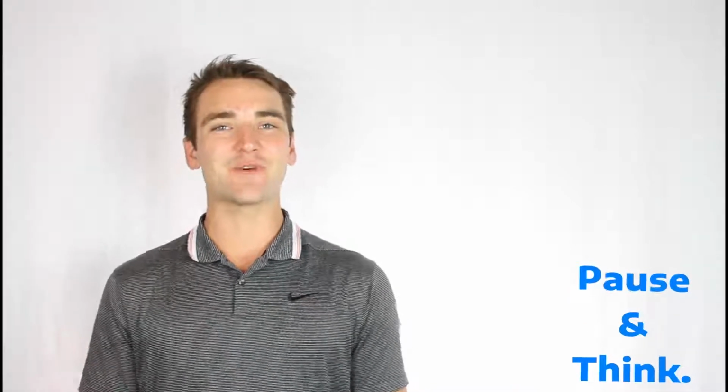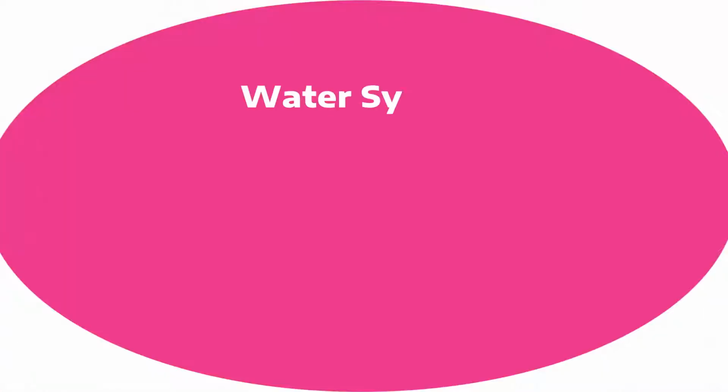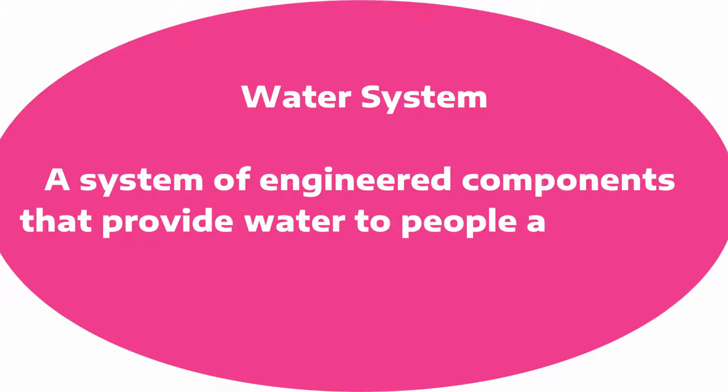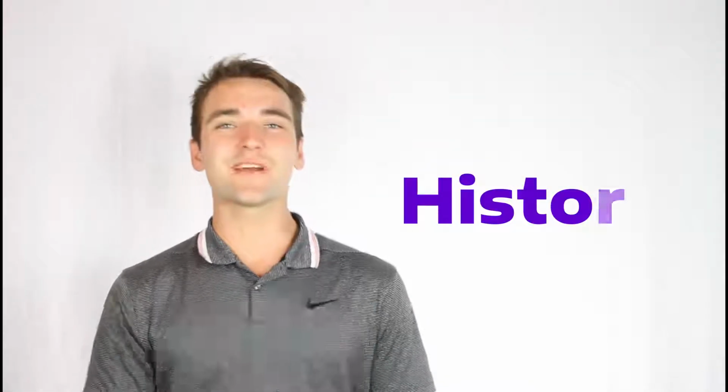Before we get started, what is a water system? Pause this video and try to think of your own definition before we give you ours. A water supply network is a system of engineered components that provide water supply to people and places. So let's first touch on just a little bit of history.